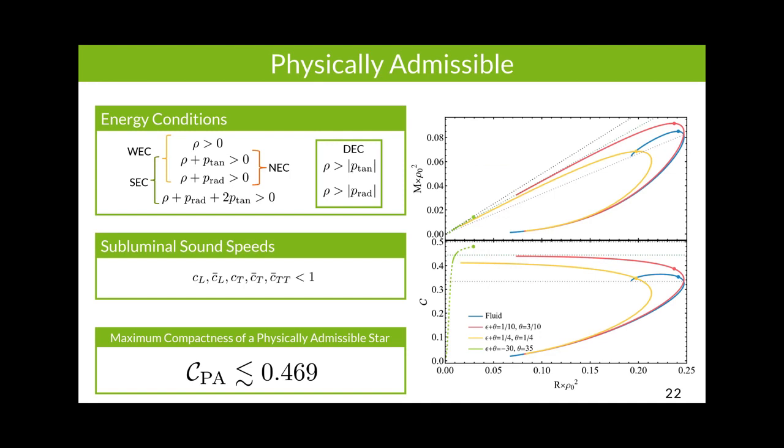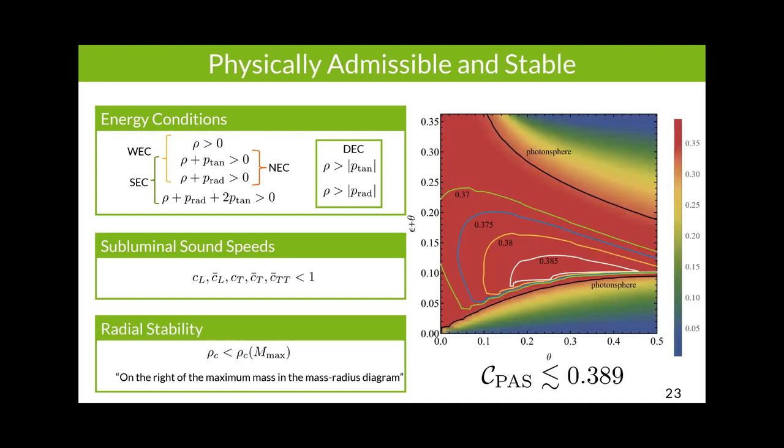Okay, but now let's ask about stability also, at least radial stability. You see here in most of these cases that the compactnesses shown are beyond, so on the left of, the maximum mass, so they are unstable. If you demand physical stability and radial stability of the solutions, so saying that the central density is less than the density of the maximum mass, the bound actually is much stricter.